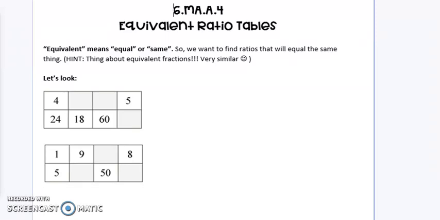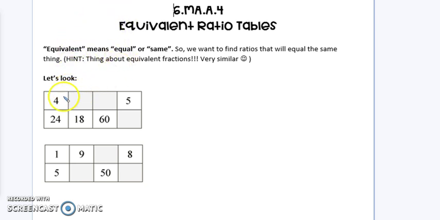Alright, so we are looking at AKS A4, which talks about equivalent ratio tables. So remember, the word equivalent means equal or the same. So when we talk about equivalent ratios, we want to find ratios that will equal the same thing. And really, equivalent ratios is very similar to equivalent fractions. It's the same process. Alright, so let's look at the first table.